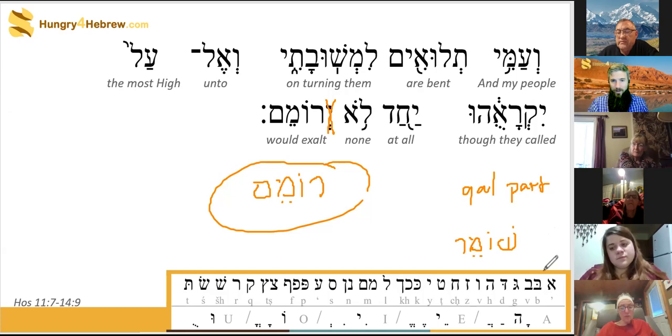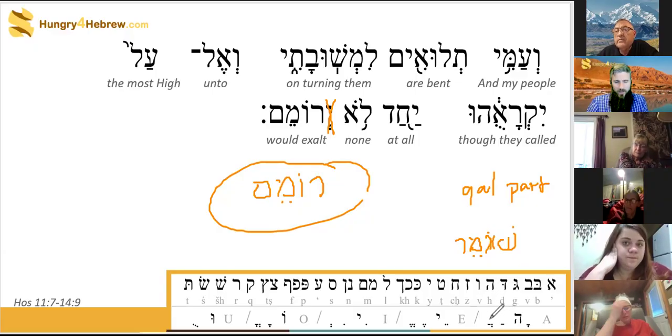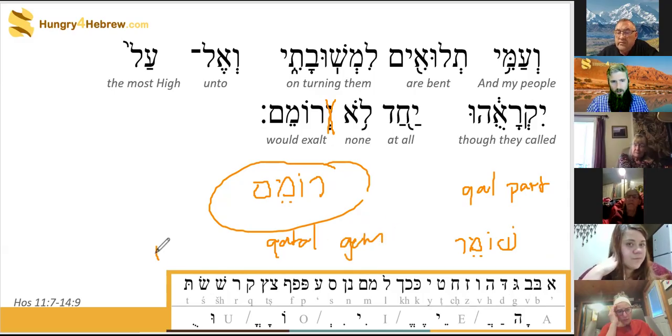Romem, shomer. Same vowel pattern, right? The only difference is that the shomer is usually going to be spelled defectively without a vav. I mean, it could be there, but if it's spelled full, either one could be spelled defectively. The difference here is that these two are going to be the same letter, right? If they're the same letter, you should think, this is possibly a katal form of a geminate root, and we're going to call it polel binyan, 3ms.